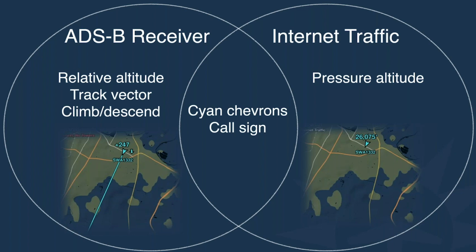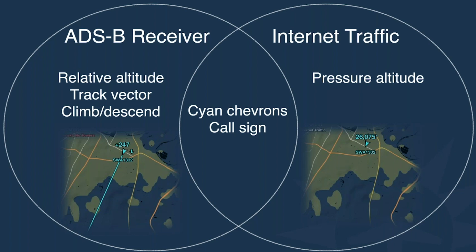One of the first differences is that with an ADS-B receiver, you'll see relative altitudes. You see plus 247 there for the Southwest Airlines flight. That means that aircraft is 24,700 feet above my current position, right? And you see over there in the other screenshot, that's 26,000 feet, MSL in internet traffic. You also see a track vector pointing out from the tip of the target, and you'll see whether or not they're climbing or descending if they're not sitting at a comfortable altitude.